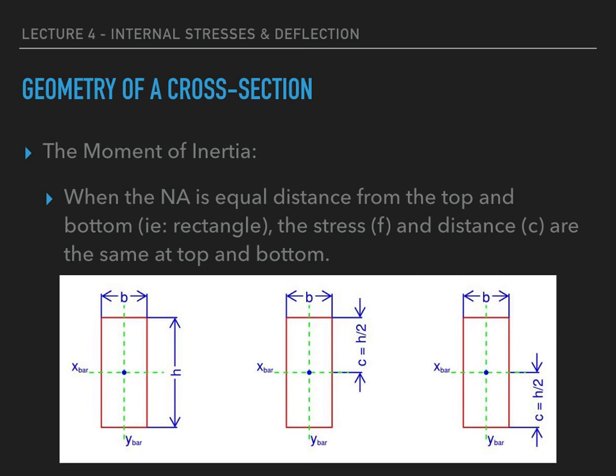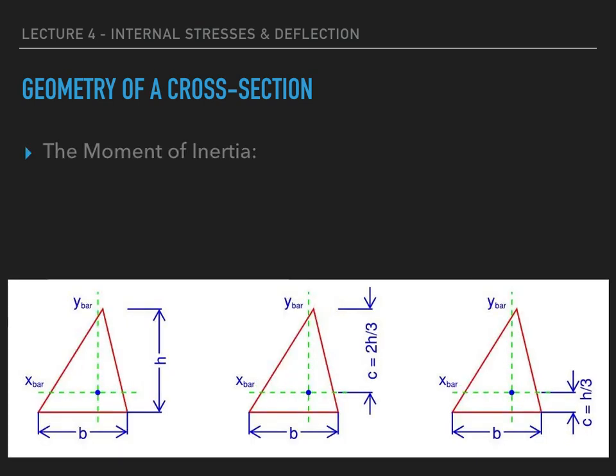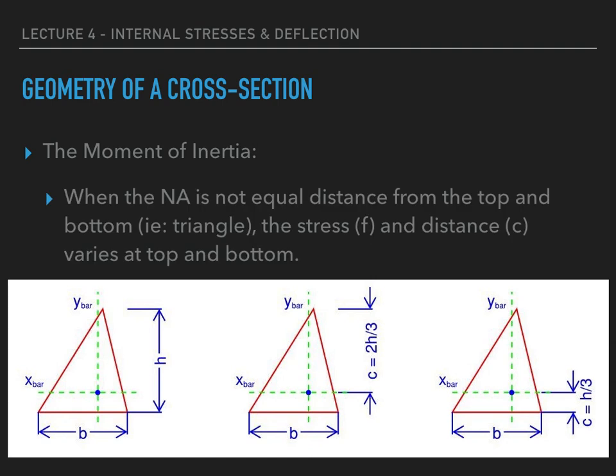So here's a better visual of that. We have a rectangle and we have stress at the top and the bottom, and c is the distance from the neutral axis to the extremities. In this case, it's the same on the top and the bottom. For the case of a triangle, c is not the same, so be careful when you're using the triangle. The c has to be adjusted depending on whether you're talking about the top or the bottom.